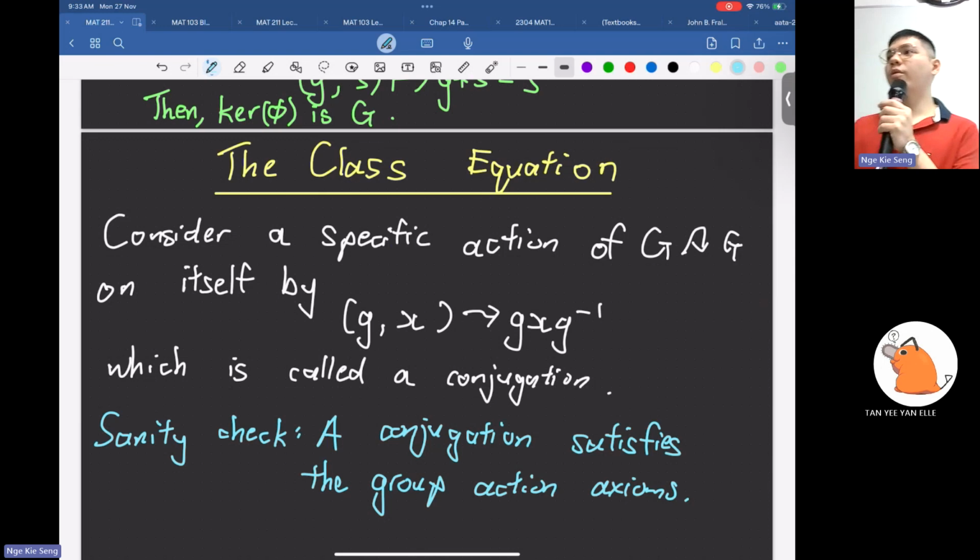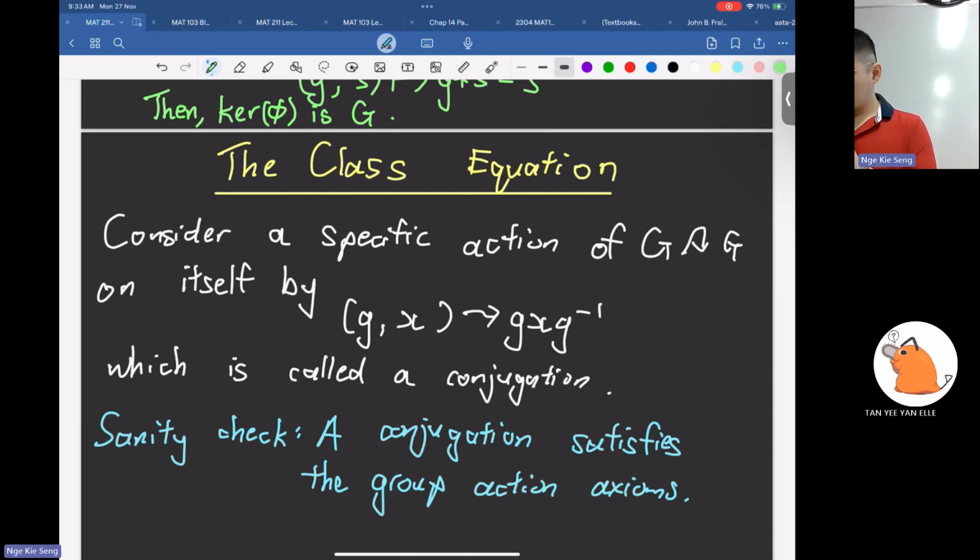Okay, so you need to check the 2 point there. Does E send every S to S or not? E inverse is what? It is S again. And then does it satisfy the associative property or not?